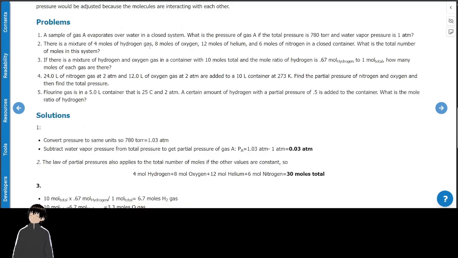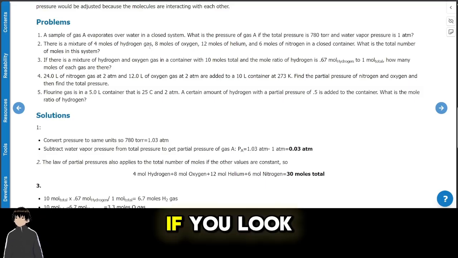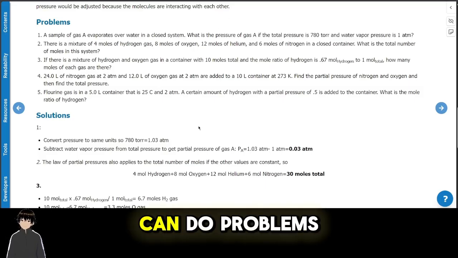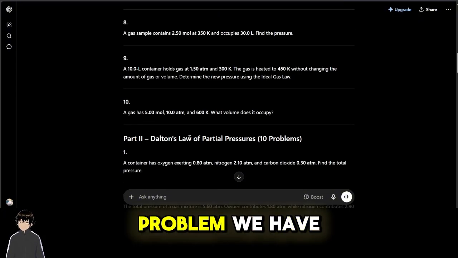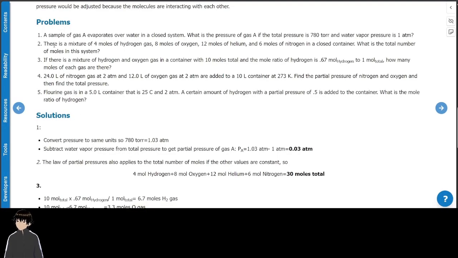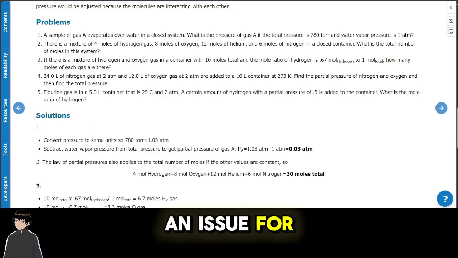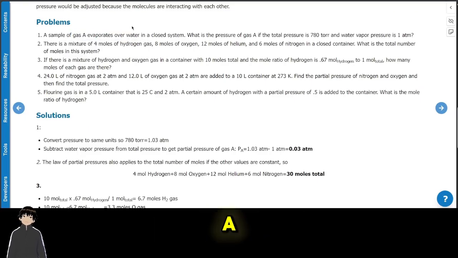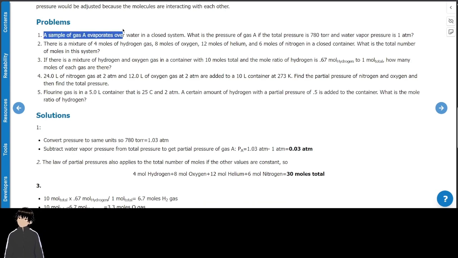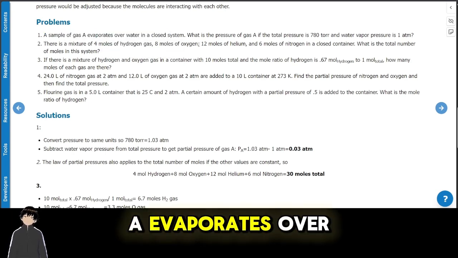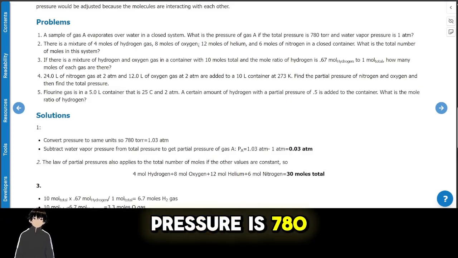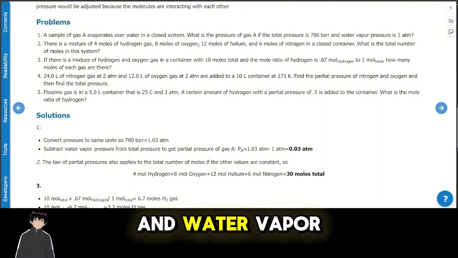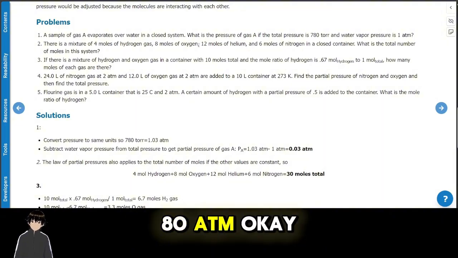So if you look at the problems, we can do problems here as well, since we have part two here. Let's just look at one problem, okay? A sample of gas A evaporates through the water in a closed system. What's the pressure of gas A if the total pressure is 780 torr and water vapor pressure is 188 atm? Okay.